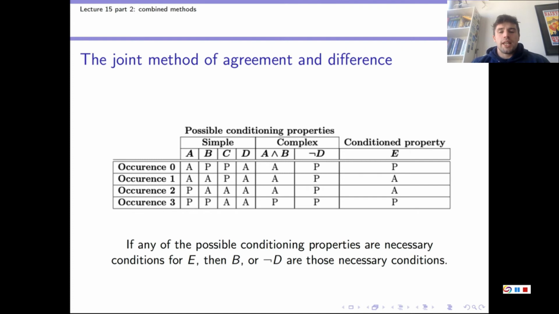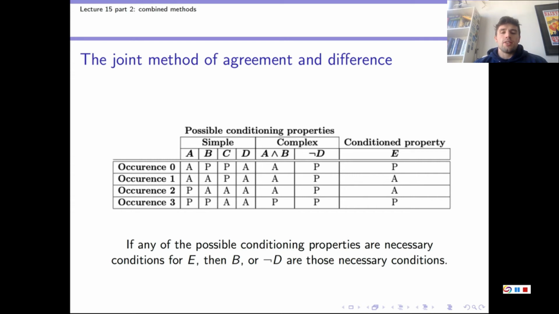So you should have eliminated A, D and A wedge B in occurrence 0, because they are all absent while E is present. And you should have eliminated C and D in occurrence 3 for the same reason. They are absent while E is present.